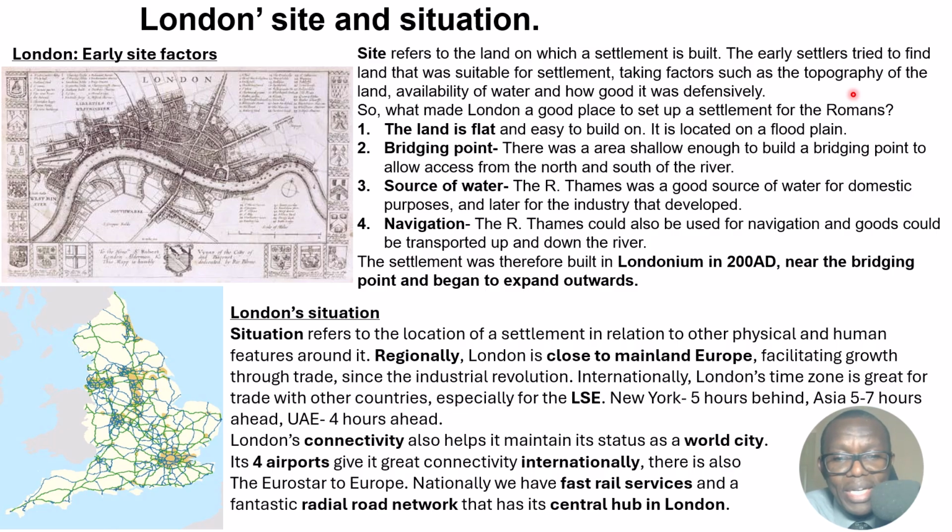Now, situation is slightly different to site. We said that site is the land on which a settlement is built. Situation refers to the location of a settlement in relation to other physical and human features around it. Regionally, London is close to mainland Europe. That is a situational factor. It means that it's well located in relation to mainland Europe, and that has facilitated the growth of London through trade since the Industrial Revolution.